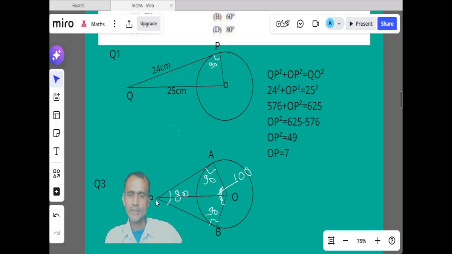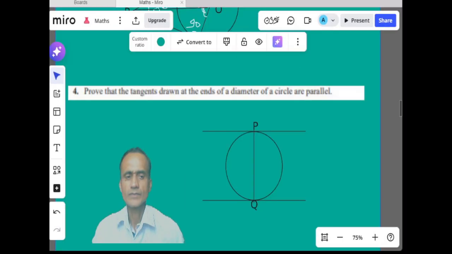And if you see the triangles POA and POB, these are congruent. Why? Because this is a right angle, this is a right angle. This side is common, this side is equal, both are radius. So these two triangles are congruent.